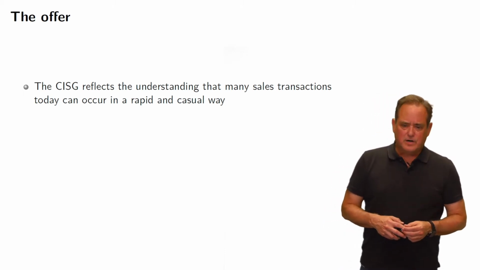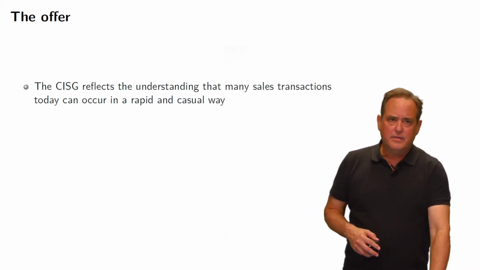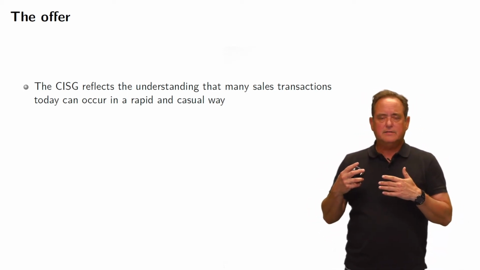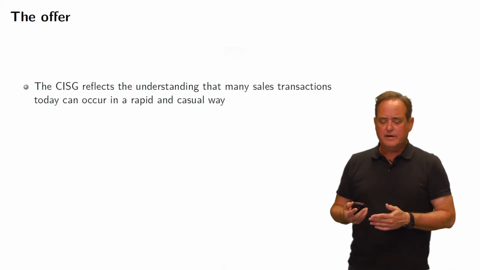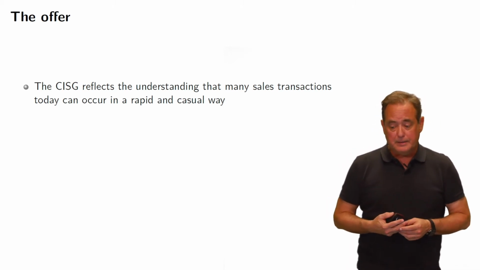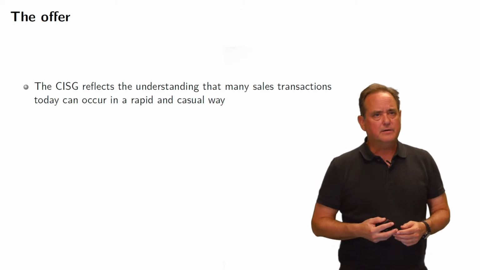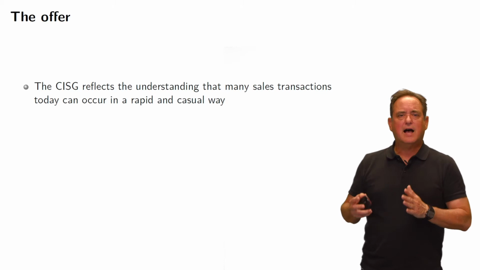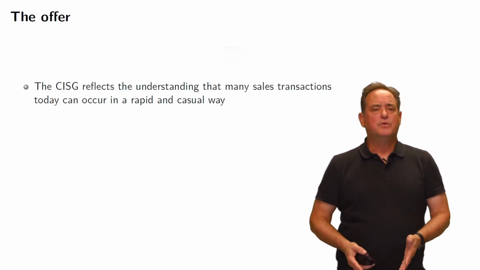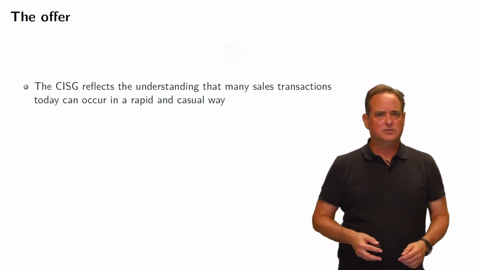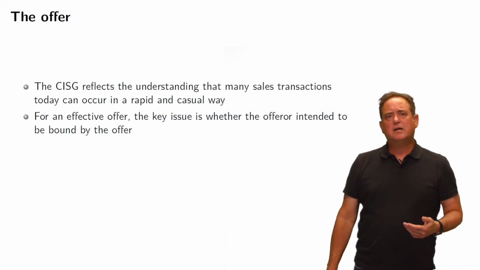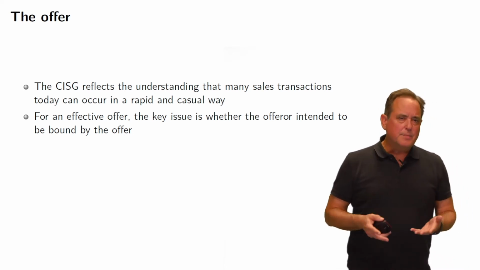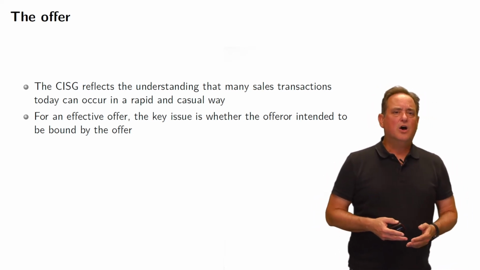Let's look at offer first. What do we mean by offer? Well, the CISG reflects the understanding that sales transactions can happen in a very rapid or casual manner. So the offer may not be something as clear-cut as I offer to sell you my computer for $500. It may be more loosely constructed than that. So how do we determine what is an effective offer?